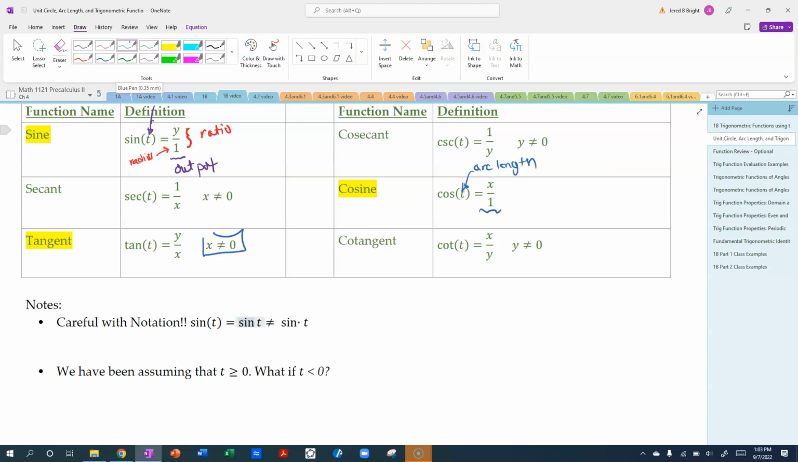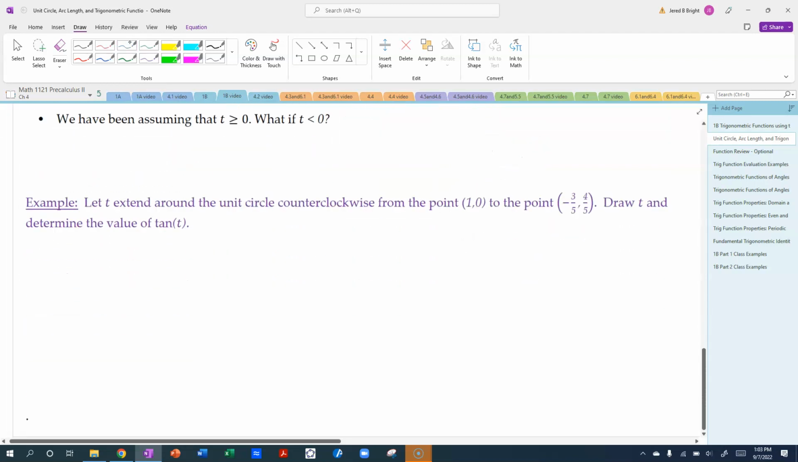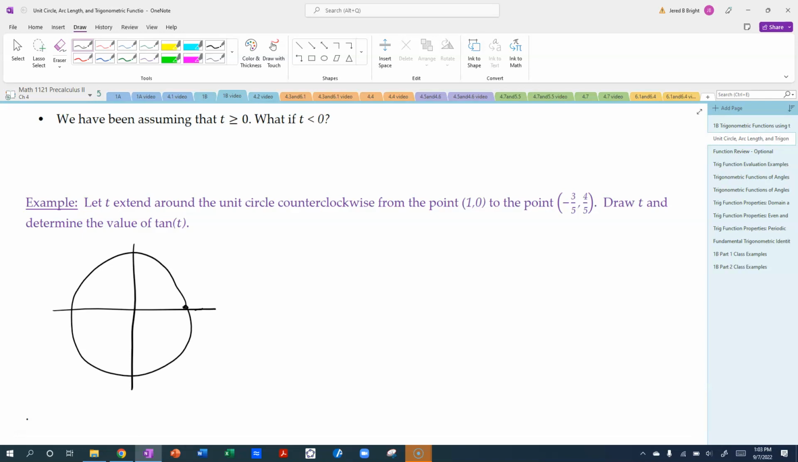Okay. So just a quick example with all this. We have t extending around the unit circle counterclockwise, so it's going to be positive from the point 1, 0. I'm just going to draw a quick sketch because I need a picture. So it's going to go from 1, 0 to the point negative 3/5, 4/5. So negative 3/5, 4/5, maybe about there. And I'm going to label that just for clarification. Okay, so t is this little bit around the unit circle, going in that manner.